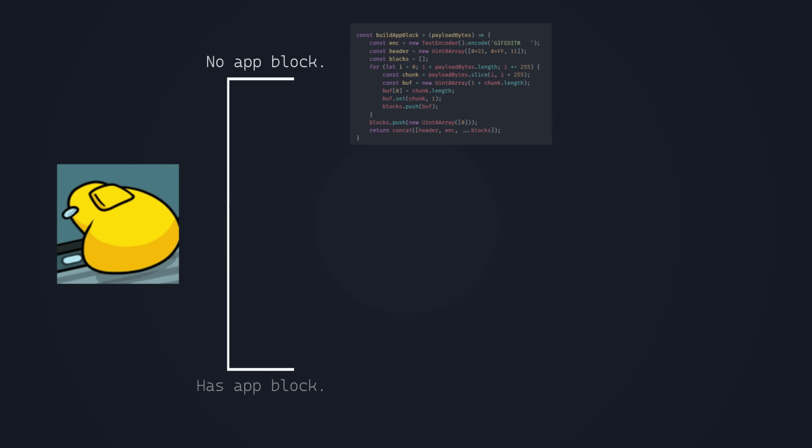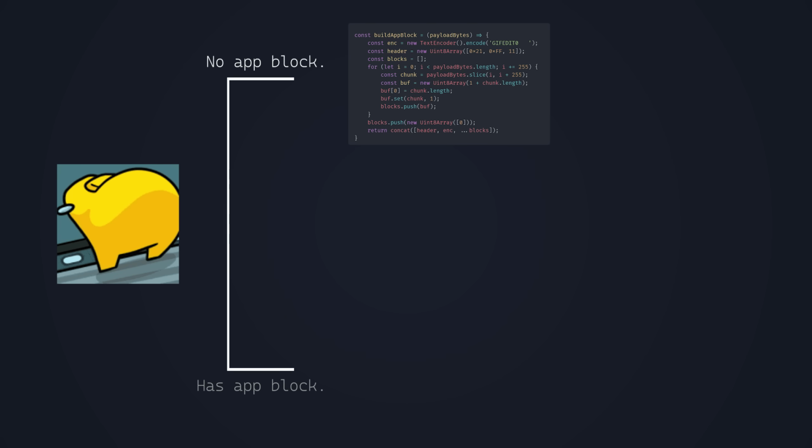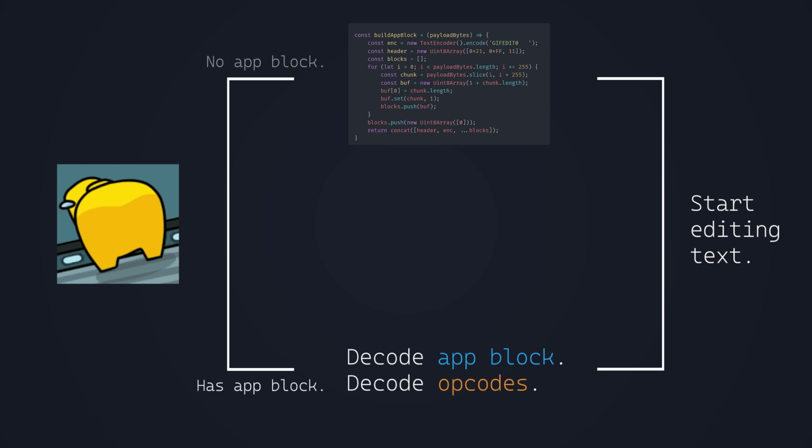The first option is easy, just call the same method as before, then initialize all the other variables with their default values. The second, however, means that there may be opcodes already present, which need to be decoded from the payload, then loaded into the program.